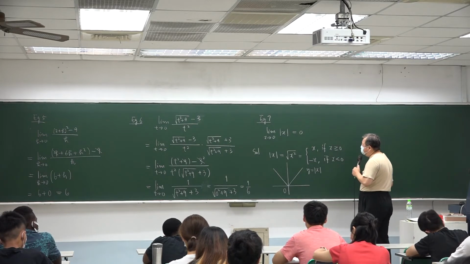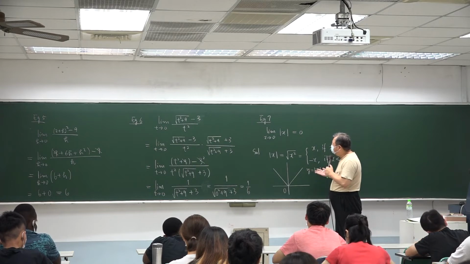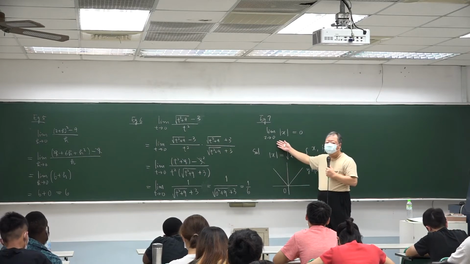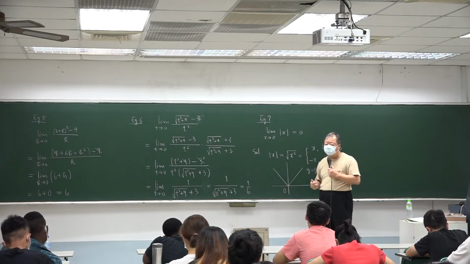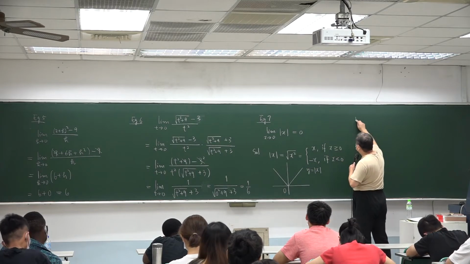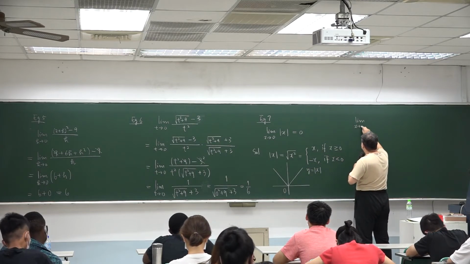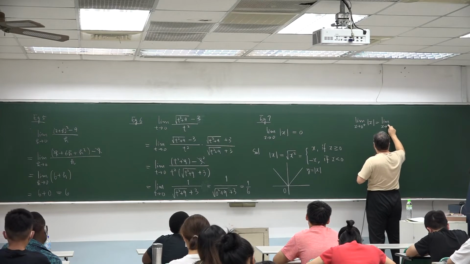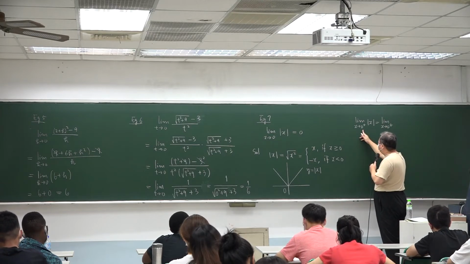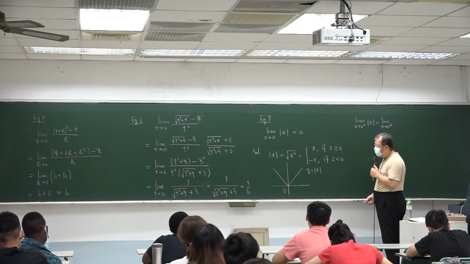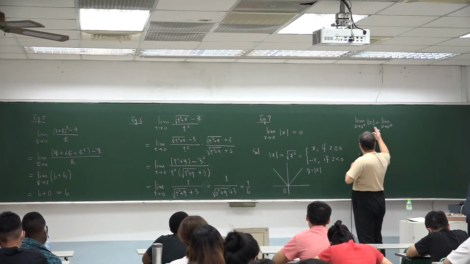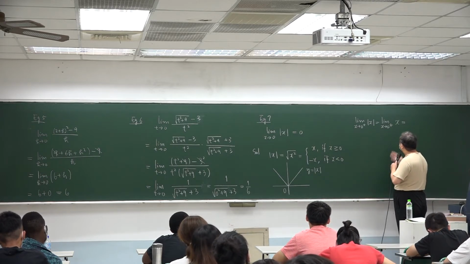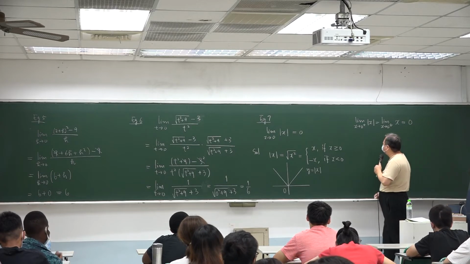Okay, now we apply the theorem involving two-sided limits and one-sided limits. Let's consider this one first. This means x approaches 0 and x is greater than 0. If x is greater than 0, then this value is x. This is a polynomial function, so we obtain this one by direct substitution.